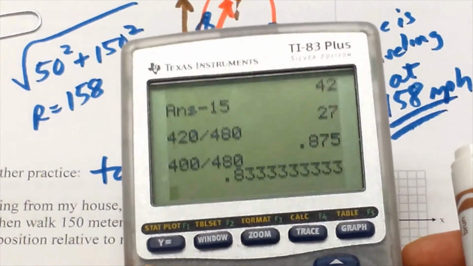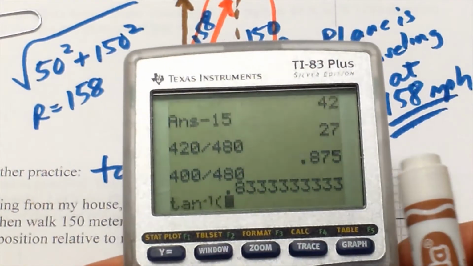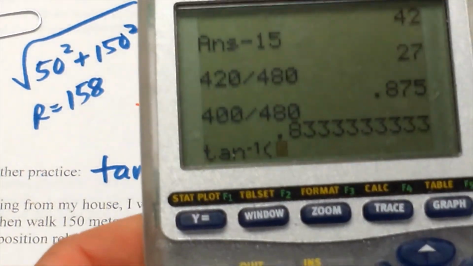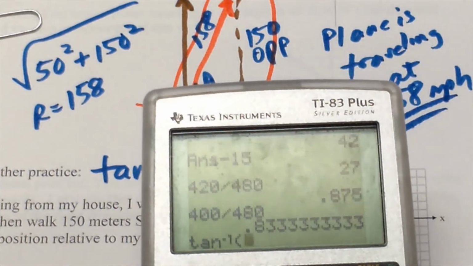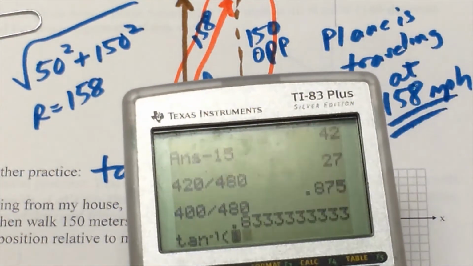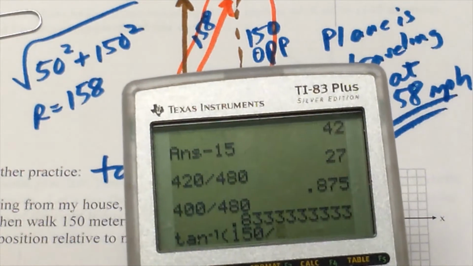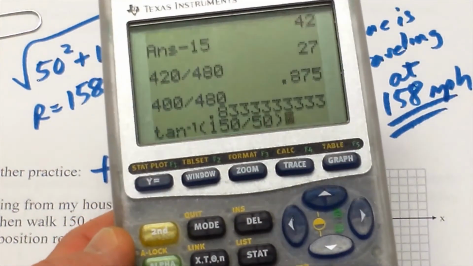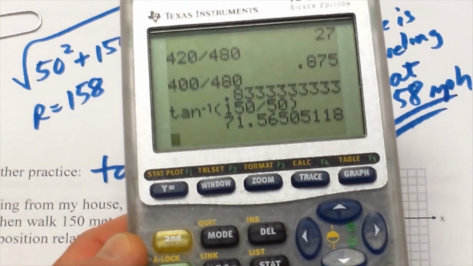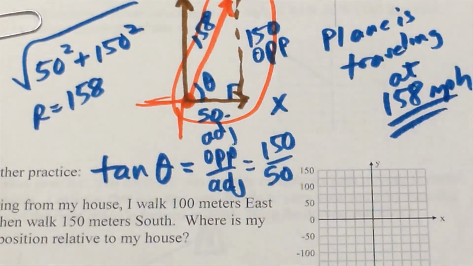So what you'll do is you hit second tangent. Okay, do you see that? Second tangent. And this actually will then help us to figure out the angle. So we'll type in 150 divided by 50. We'll close my parentheses and then I'll hit the enter button. We get about 71.6 degrees.